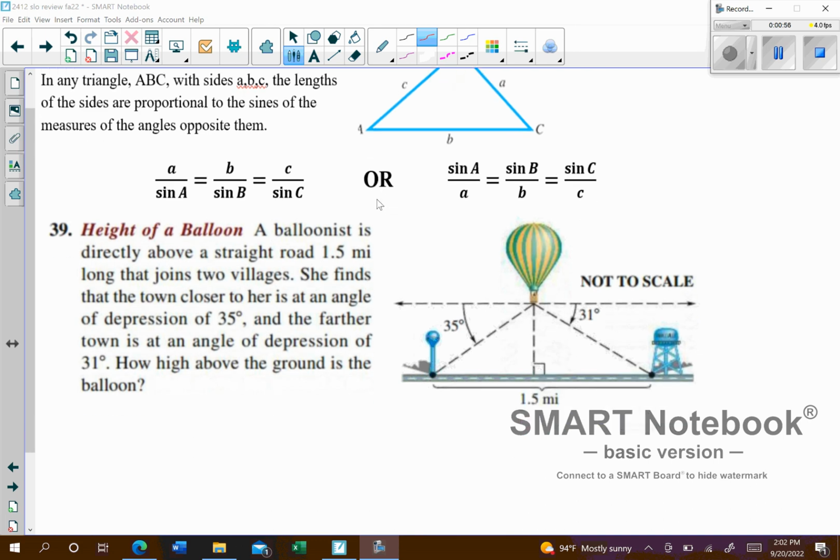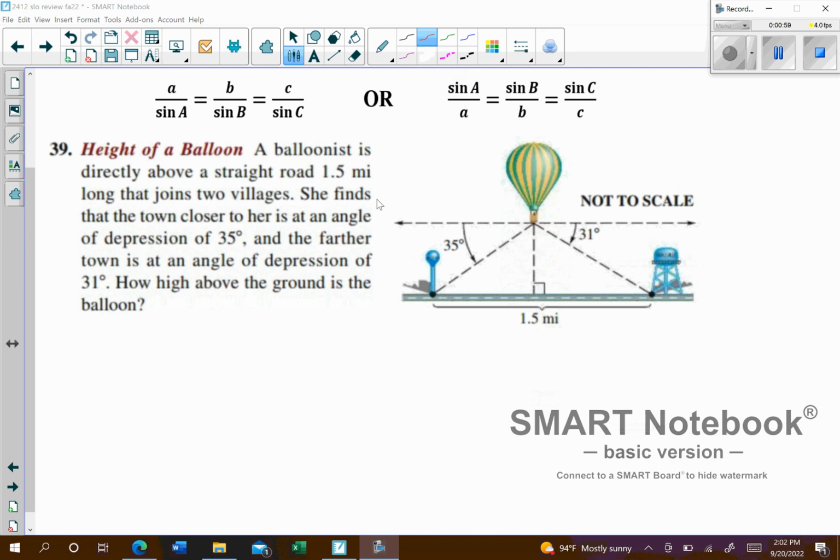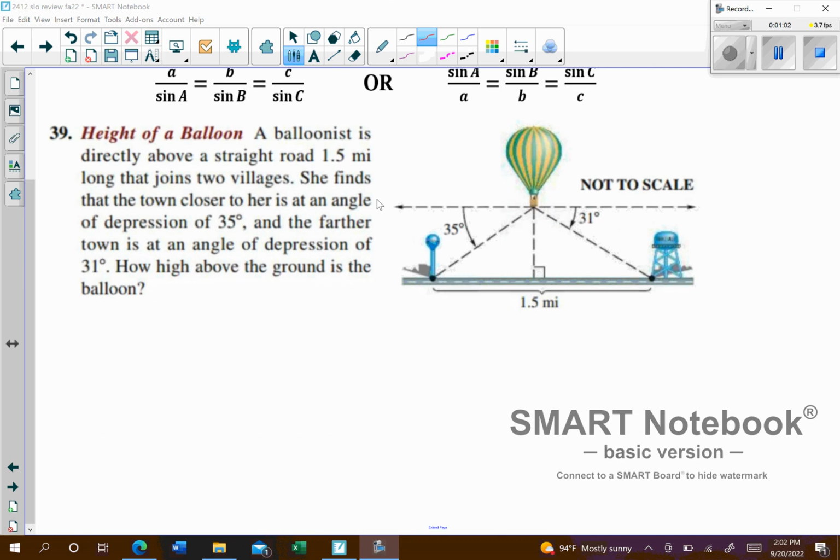And so this question right here is going to involve that formula. So right here it says the height of a balloon. A balloonist is directly above a straight road 1.5 miles long that joins two villages. She finds that the town closer to her is at an angle of depression of 35 degrees. So that's this angle right here that we're looking at. And that the further town is at an angle of depression of 31 degrees. Oops. Sorry, my pen's going a little crazy. There we go. And so, how high above the ground is the balloon? So, we're looking for the height of this.